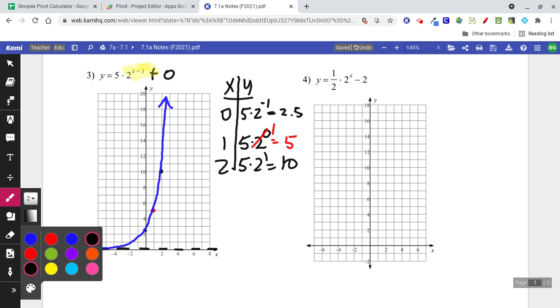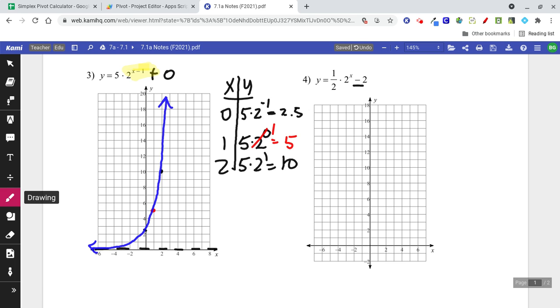Now look at number 4. Number 4 looks tough. Notice though, you've got this minus 2 at the end. That minus 2 is going to be your asymptote. So instead of at 0, this time your asymptote is at minus 2. Now I know that's at the bottom of my graph, but don't count on it being the very bottom of the graph every time.